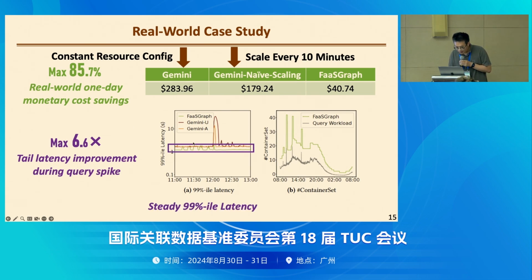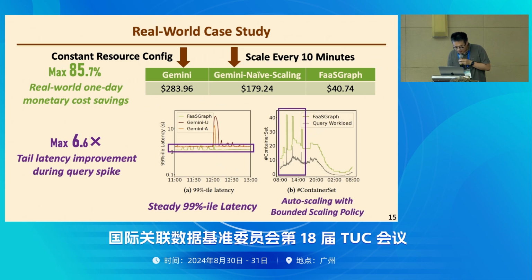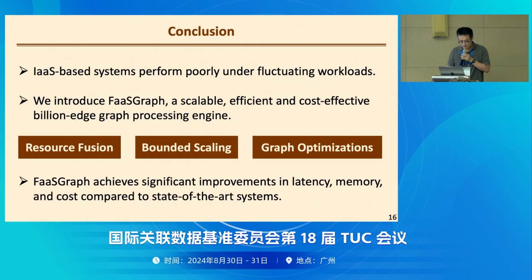The bottom left figure illustrates the tail latency during the rush hours. As shown in the figure, FastGraph, represented by the green curves, almost entirely eliminates the tail latency caused by the workload fluctuation. This is attributed to FastGraph's automatic scaling. And when applying the bounded scaling policies, the memory cost is reduced significantly.